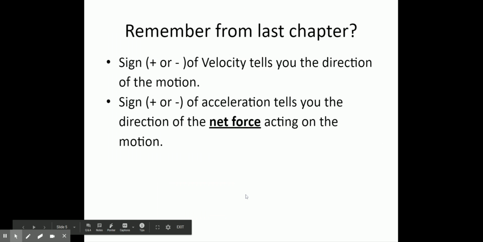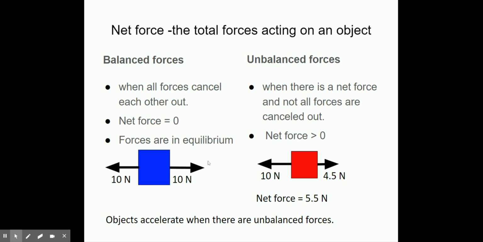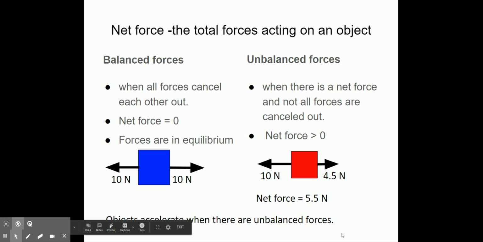Now, if we look back at this, down here you may not have noticed that there is the term net force. A net force is the total force acting on an object: gravity, normal, applied, friction, etc. When the forces are equal and in opposite directions, they are said to be balanced. That's our blue box down here. When the forces are not equal, the forces are unbalanced, and therefore there is some kind of net force, and that's our red one here. So you have 10 newtons to the left, 4.5 newtons to the right, so you have a total net force of 5.5 newtons.